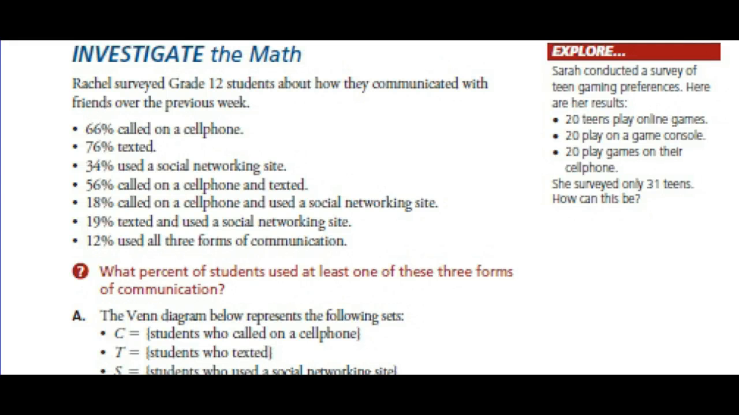So we've got three things going on, right? We've got cell phone, texting, not that that happens without a cell phone, but cell phone, texting, and social networking. And the question is, what percent of students use at least one of these three forms of communication? So we've got three things, so we are going to construct a three-circle Venn diagram. I don't know where we're going to construct that, but I guess we'll do it here.